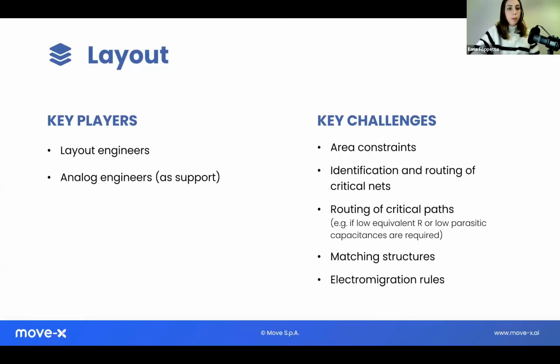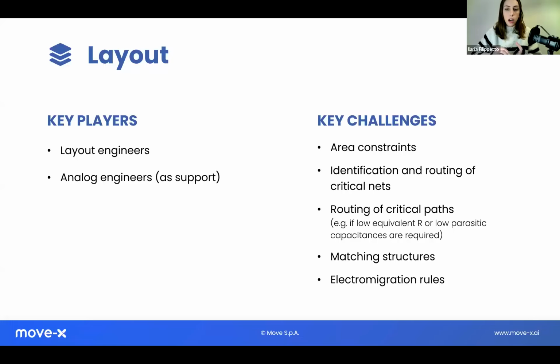So when a cell is ready from a design point of view, it moves to the layout phase. In this stage, the layout engineers manage the component placement and routing, and they are supported by the designers who worked on the blocks, because they have to highlight the critical points and also mark them clearly, for example, with notes on the schematic.